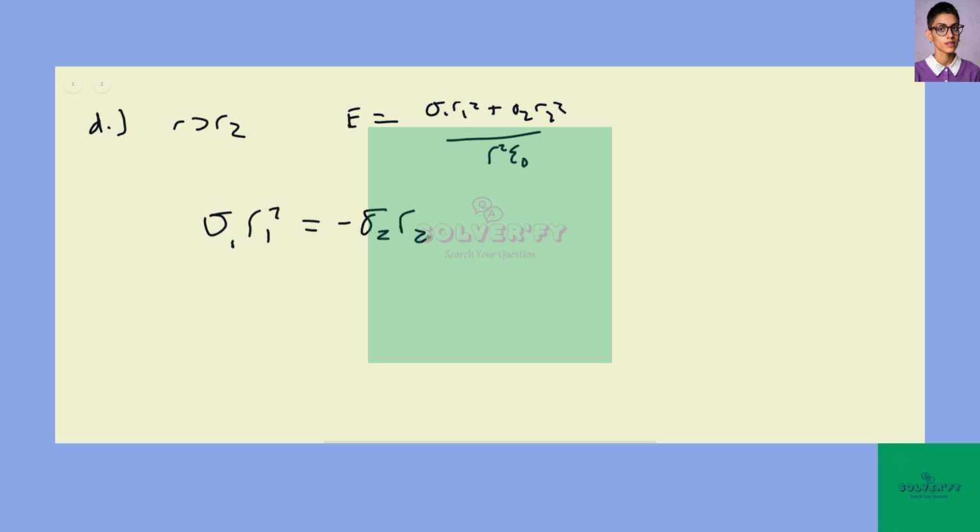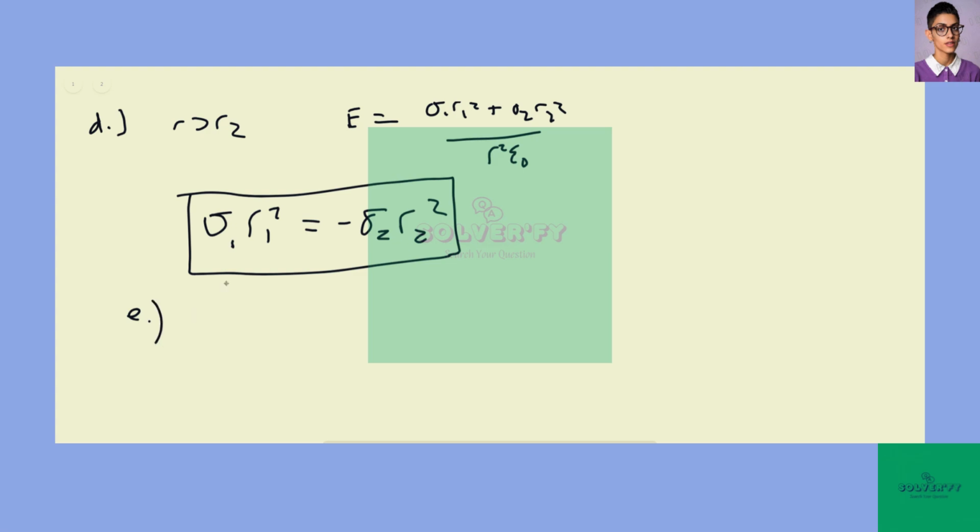Part D says, under what conditions will E equal 0 for R greater than R2? Well, we already know the equation was given as sigma 1 R1 squared plus sigma 2 R2 squared over R squared epsilon naught. So the only way for this to equal 0 is if the numerator equals 0, or sigma 1 R1 squared equals negative sigma 2 R2 squared. So this is the condition that must hold for E to be 0 in that range.